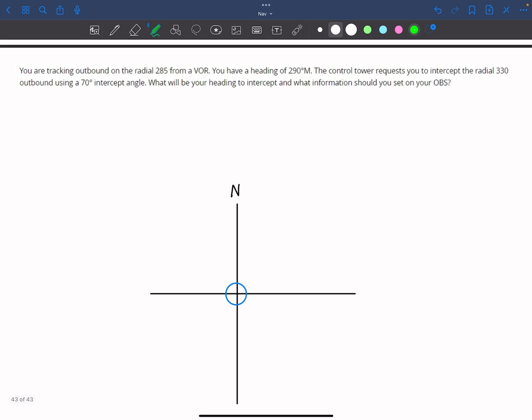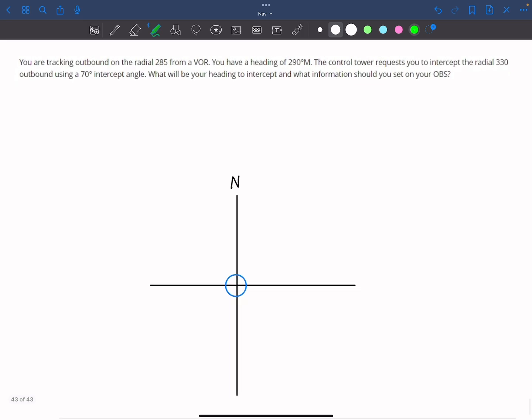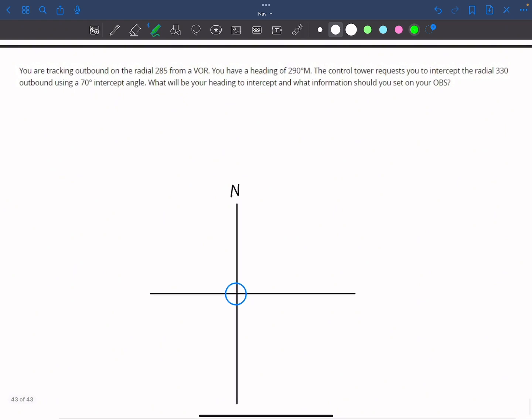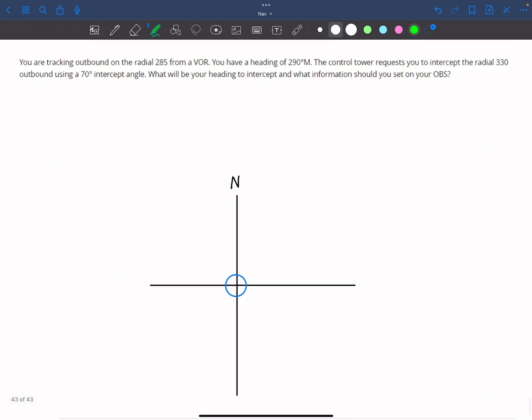All right, so we have a VOR type question that asks for the heading to intercept and the information to set on the OBS. It's important for these questions that you figure out where your airplane is in comparison to the station first. So we know from the question that we are tracking outbound, which means we're heading away from the station and not towards it.